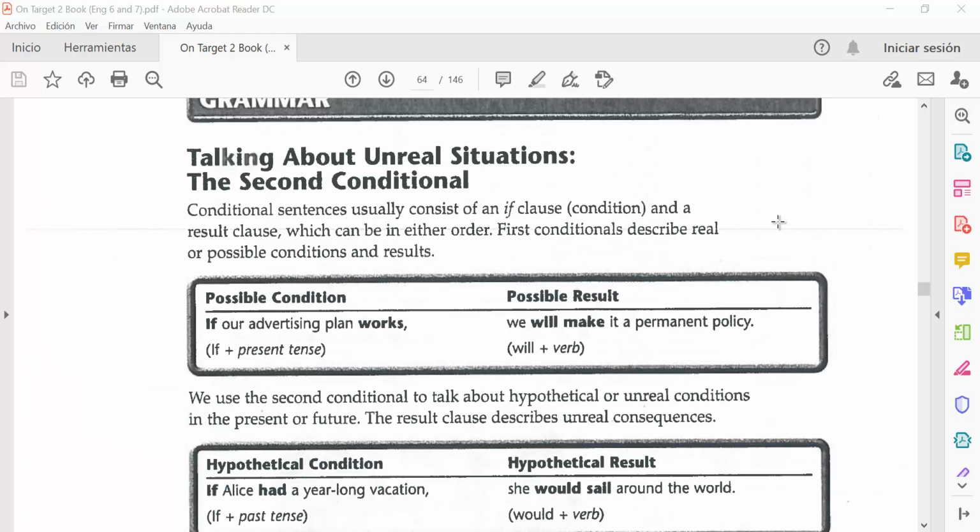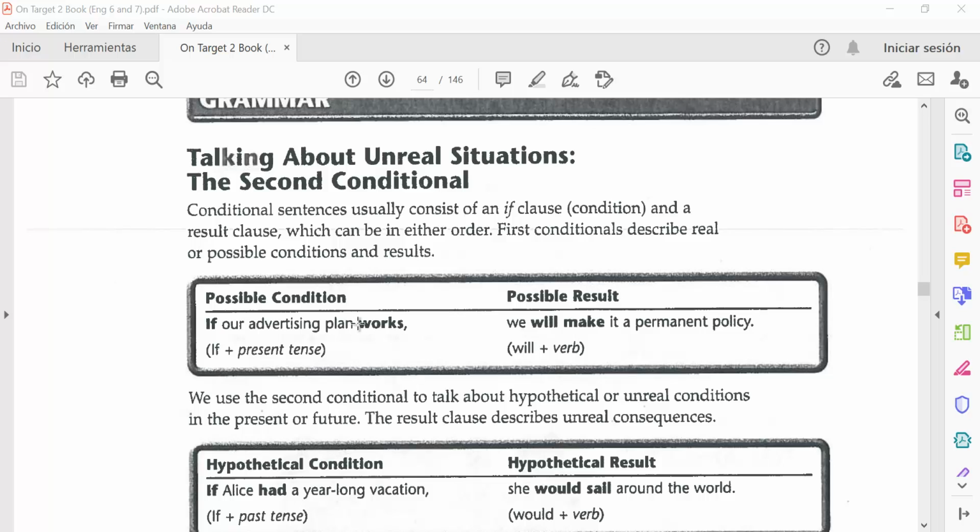And today we are going to talk about the unreal, well, we will use the second conditional to talk about unreal situations. Okay, before we start with the second conditional, we're supposed to review the first conditional. In the first conditional, we are actually talking about real or possible conditions and results. So let's go step by step. First, let's refresh the first conditional.